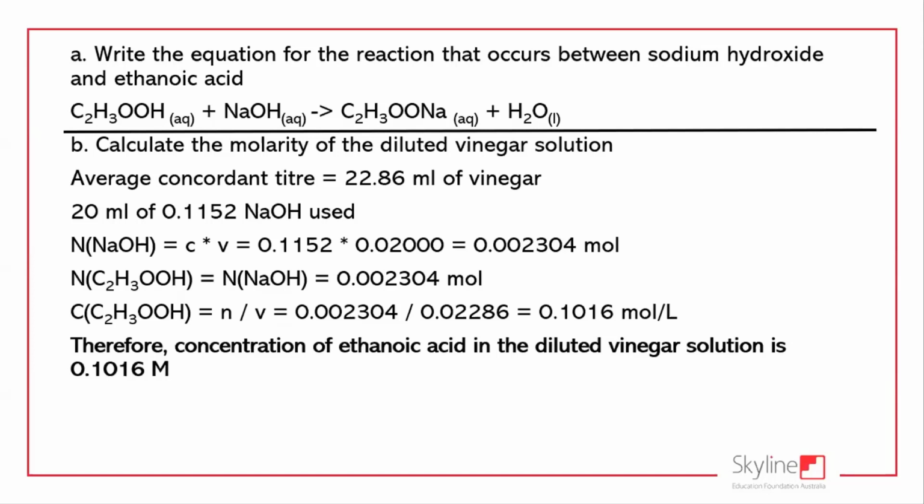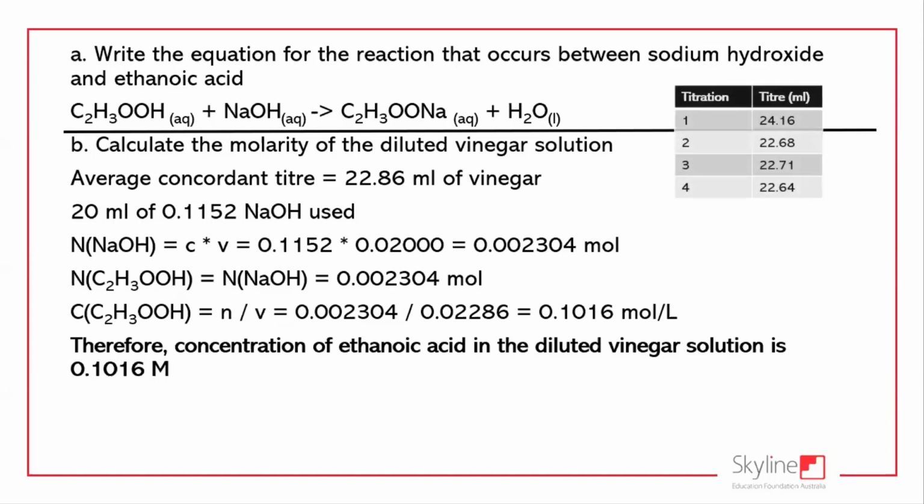Therefore, the concentration of ethanoic acid in the diluted vinegar solution is 0.1016 molarity. And then, yeah, that's exactly what I was talking about right at the start. You have to cross out that 24 milliliters because it's not concordant. That's the key term there, concordant.